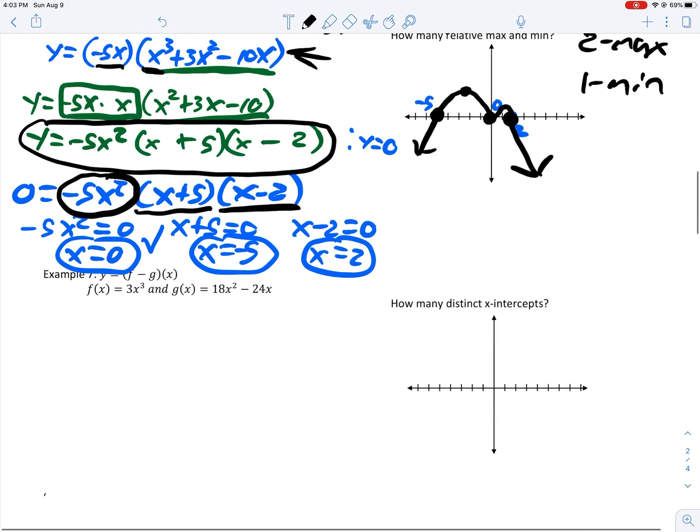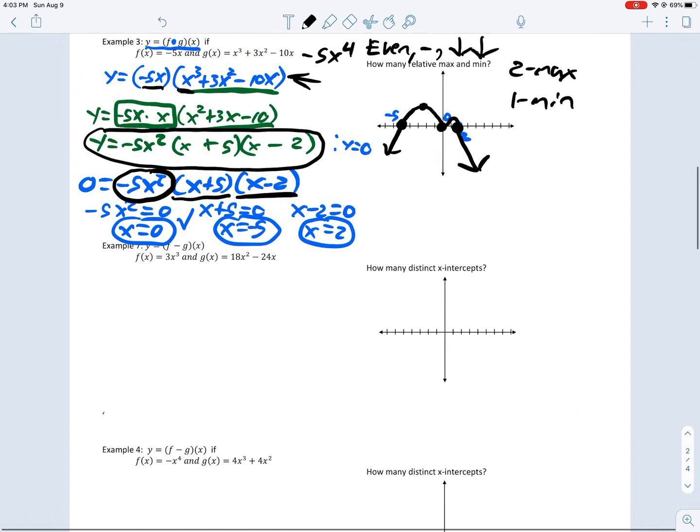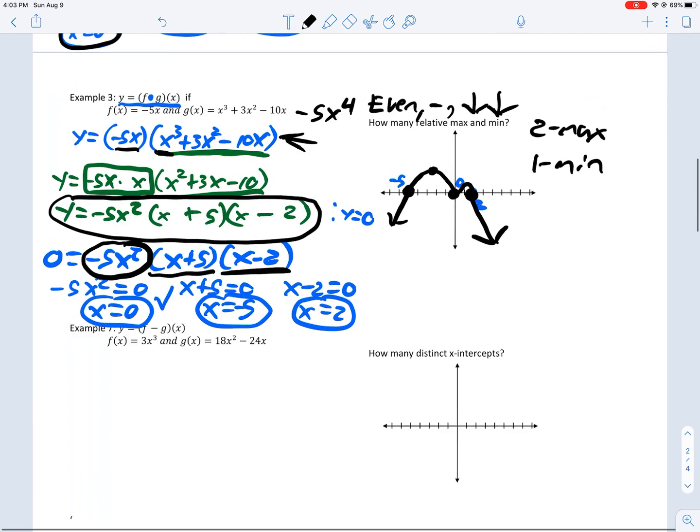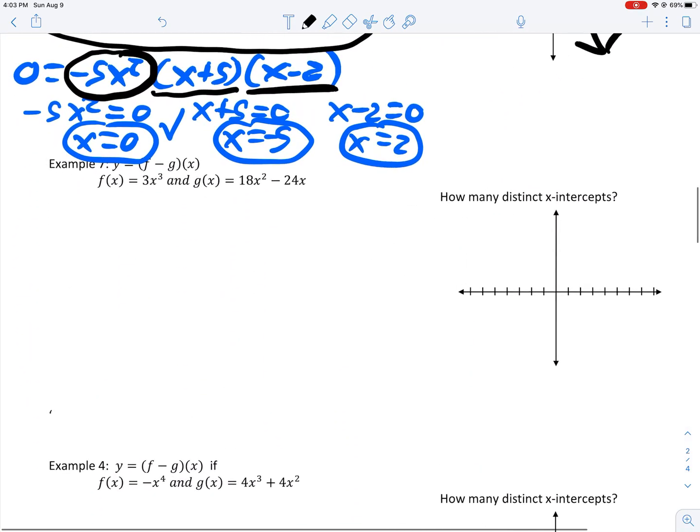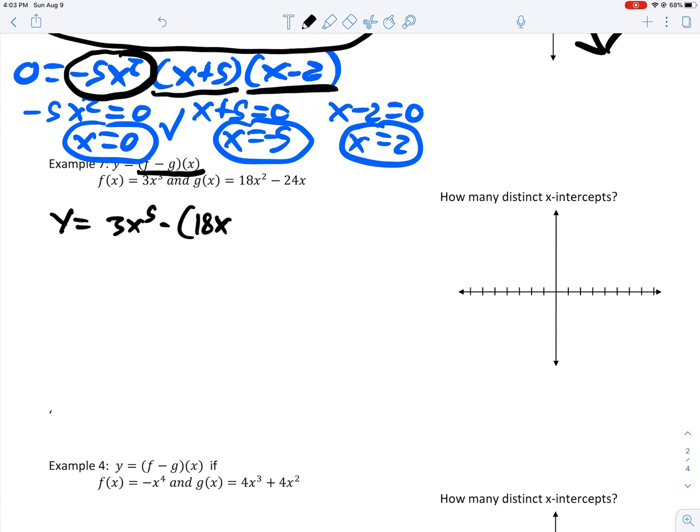Okay, example 4. Same idea. We start off with some weird notation. So f minus g means you're going to take 3x to the 5th and subtract g of x. This is where you have to be careful because this is where some students get into trouble. The minus, right, you're subtracting. So you have to distribute that minus through.